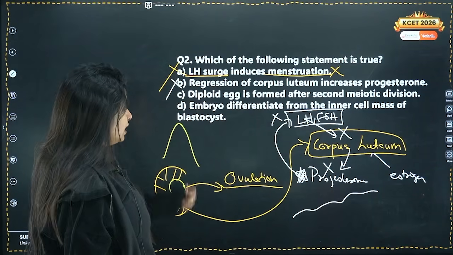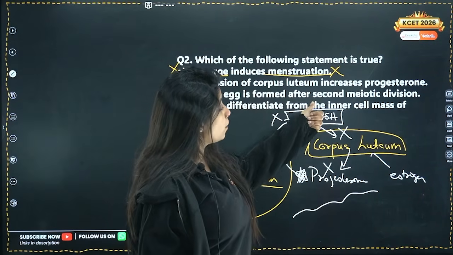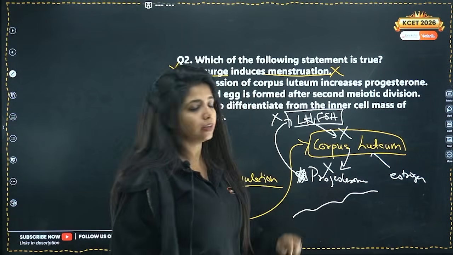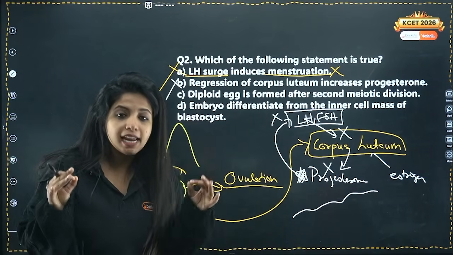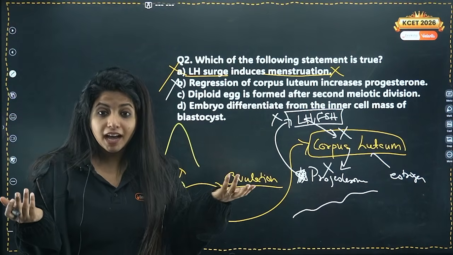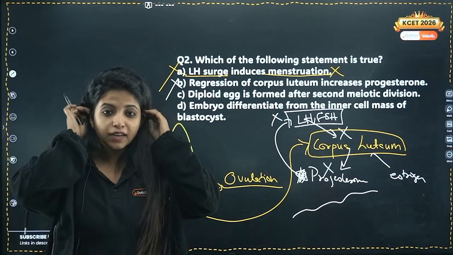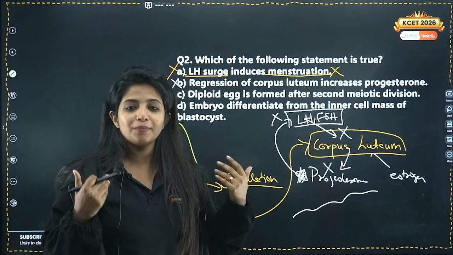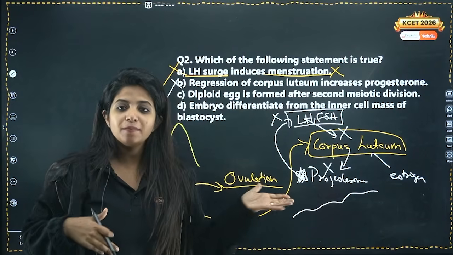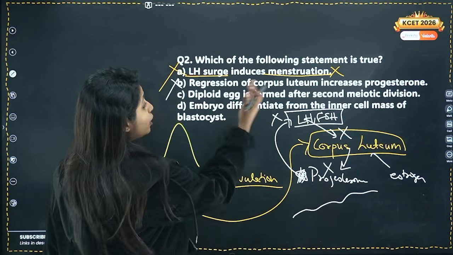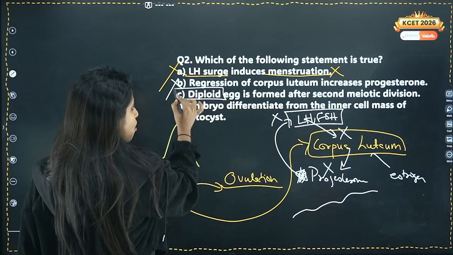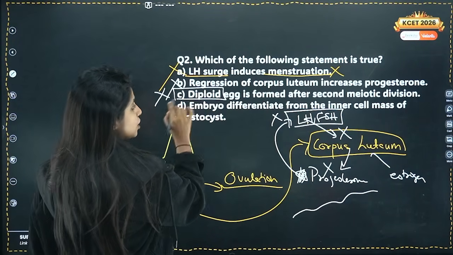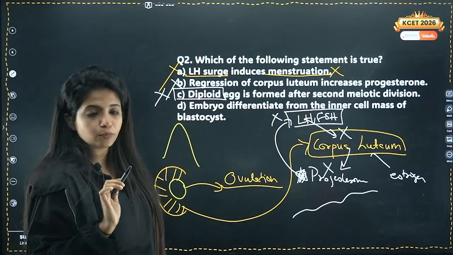Next. Diploid egg is formed after second meiotic division. Diploid egg. The egg is what? The female gamete. Can any gamete be diploid after meiotic division? So after meiosis, my dear children, everything becomes half in number. Okay, it becomes half in number. And that too after second meiotic division? Yes, definitely. So this is a wrong statement. It has to be haploid egg. Half number of chromosomes will be there.